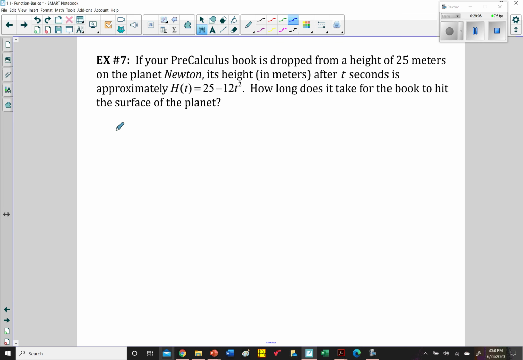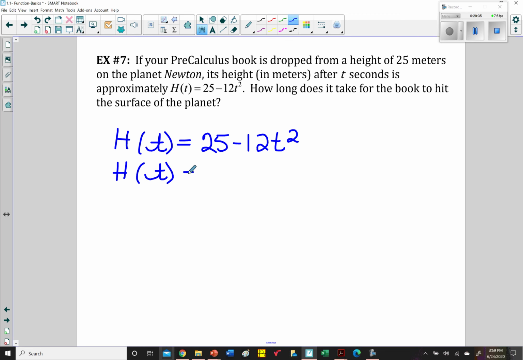If your pre-calculus book is dropped from a height of 25 meters on our imaginary planet Newton, its height in meters after t seconds is approximated by 25 minus 12t squared. How long does it take for the book to hit the surface of the planet? Well, let's think about that. To hit the surface of the planet, we would want that to be 0, because I'm dropping the book from 25 meters and it's going down a half of a parabola, since we only consider positive time here.